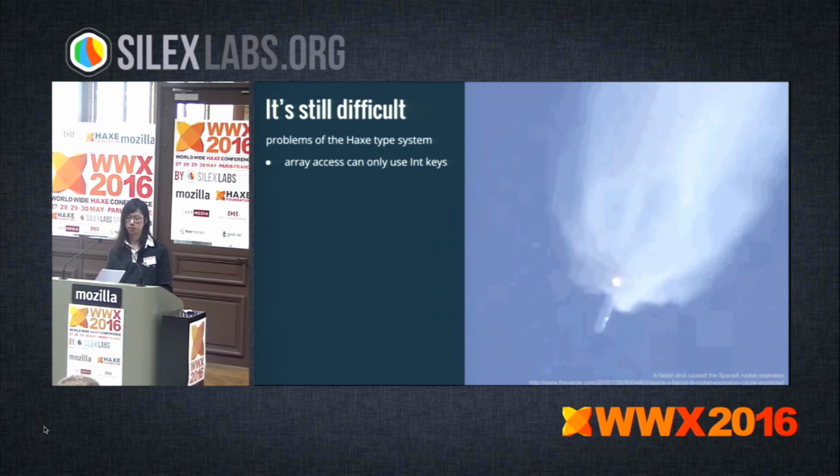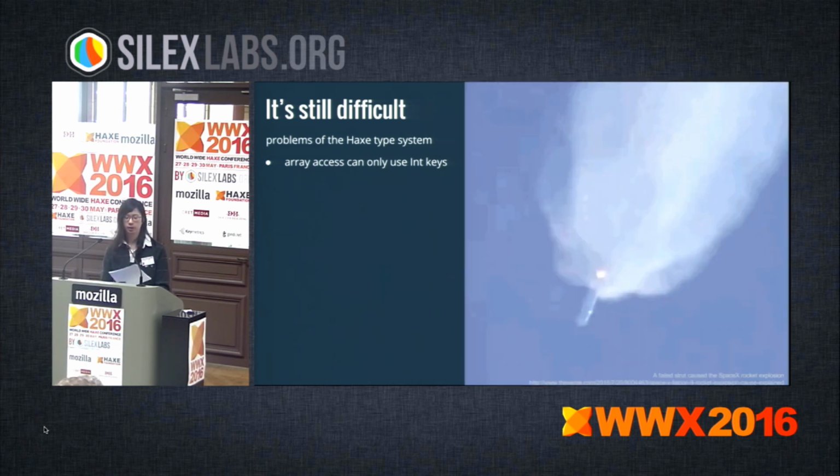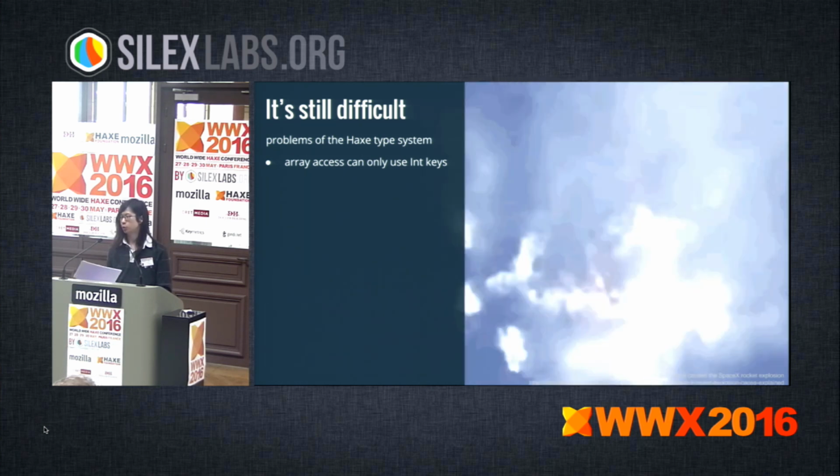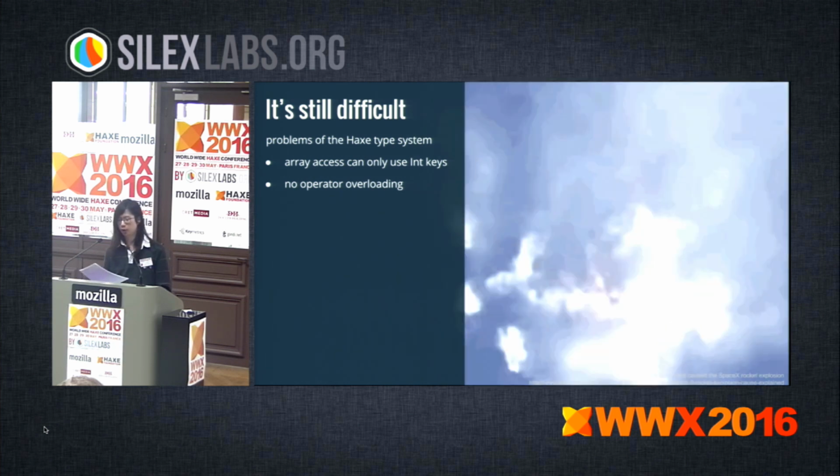However, there are some features that are hard to model in Haxe. For example, the array access operator can only use integer keys. We cannot use strings or some funny values like in Python. We can do so by using abstract, but abstract has its own shortcomings, which I will talk about. We don't have operator overloading, while native libraries use operator overloading, which is quite popular in Python libraries and also in, I don't know, Scala or something.